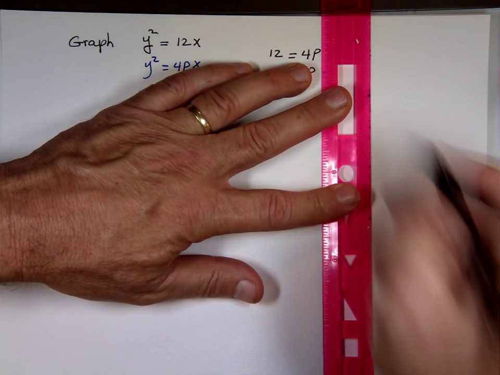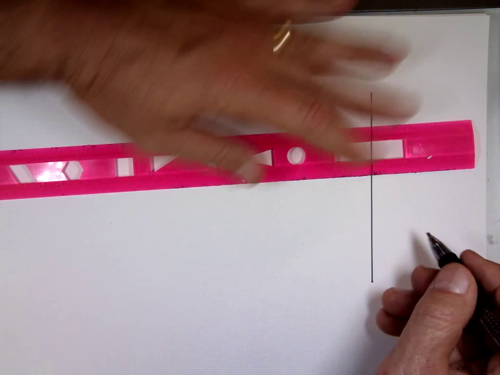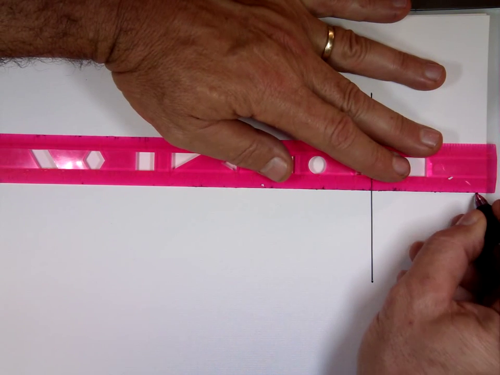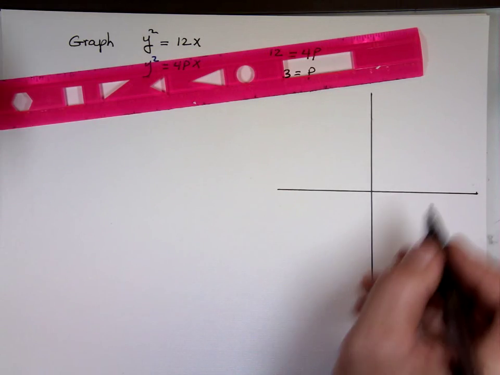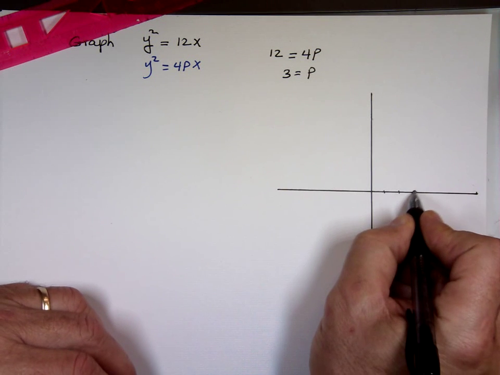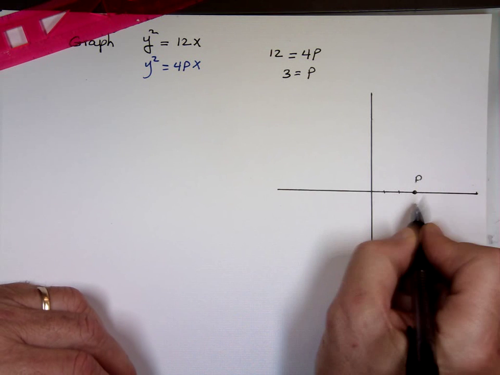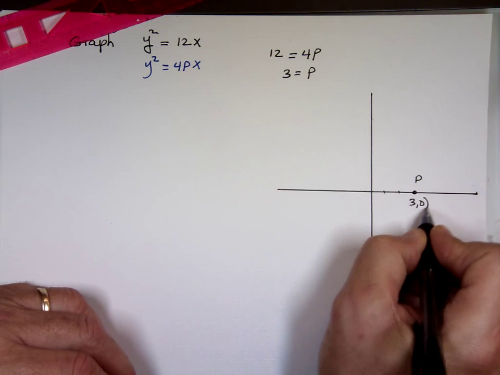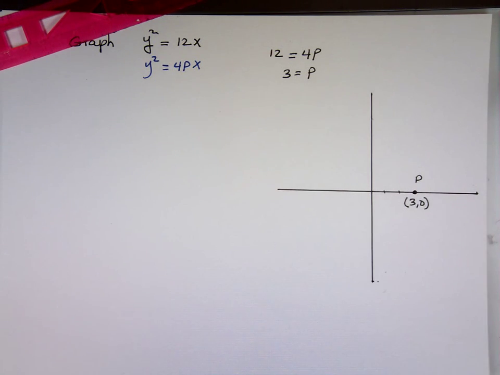And I'm going to use a pencil and an eraser in a second. So I know it's going to open to the right. P is what? 3? 1, 2, 3. That's where P is, at 3, 0. It says my graph is going to open to the right. So what does that mean?